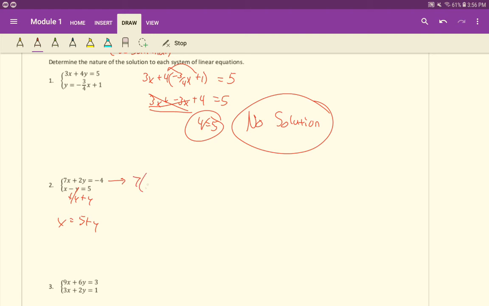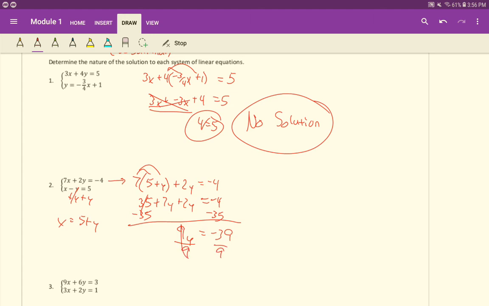So this will become 7 parentheses 5 plus y plus 2y equals negative 4. And we'll just distribute. So 7 times 5 is 35. 7 times y is 7y. Still have the plus 2y, and that equals negative 4. And we'll subtract the 35 from both sides over to this side. 7y plus 2y we can also combine together and make that a 9y. And then negative 4 minus 35 is negative 39. Okay. We'll then divide both sides by 9. Oof, and we're going to get a yucky number here. So, let's see here. 5 plus y. 7 times 5 plus y is 35 plus 7y plus 2y equals negative 4. 9y, 35. Yeah, that's right. Okay, so that's pretty yucky.